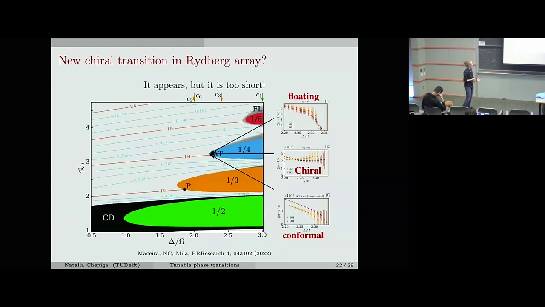So we should be happy, but in fact, if we take a closer look, here is what's going on. At this point, we realize a conformal transition. Right next to it, we realize a chiral transition, but if you look already at this point, we see a floating phase. So the chiral transition is present, but it's super, super short. And if we assume that there is still noise and some uncertainty in the experimental realization, it will be very unlikely that we will be able to see the signature of the chiral transition clearly in this experiment. And in order to understand how to overcome this difficulty, we first need to understand why it actually happens.